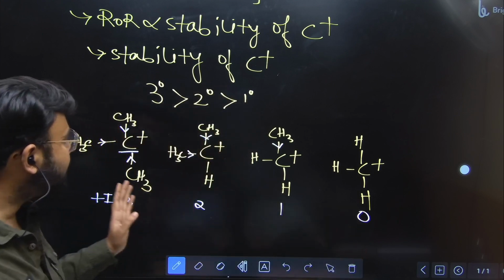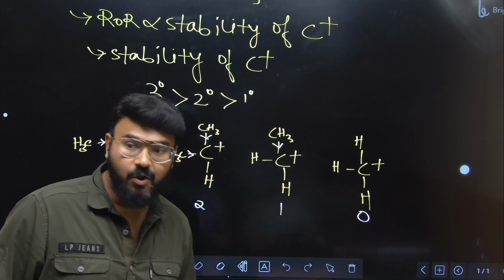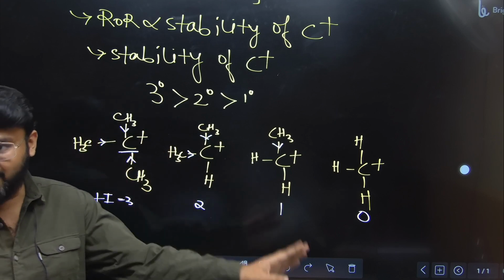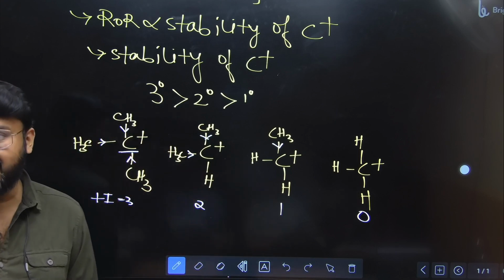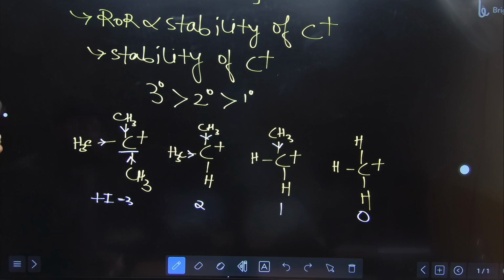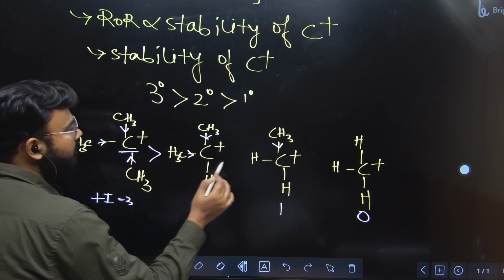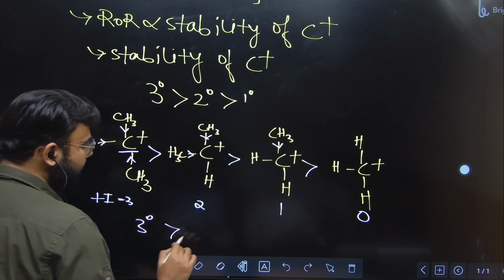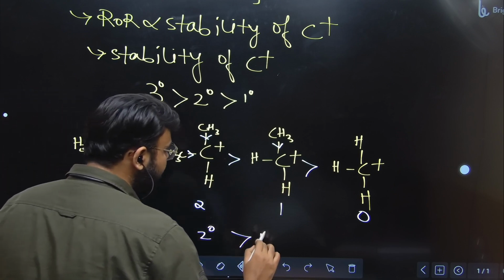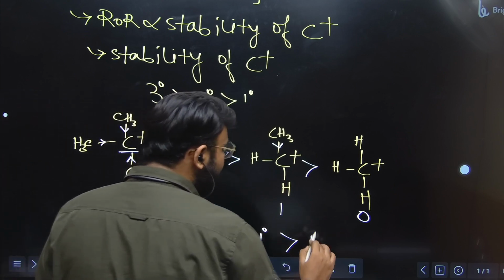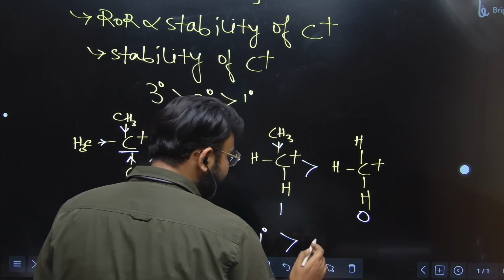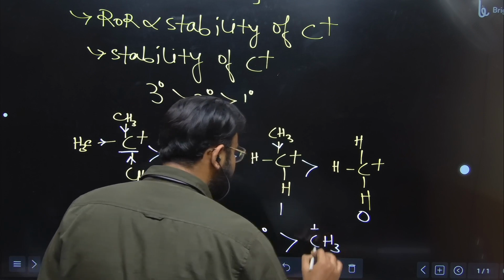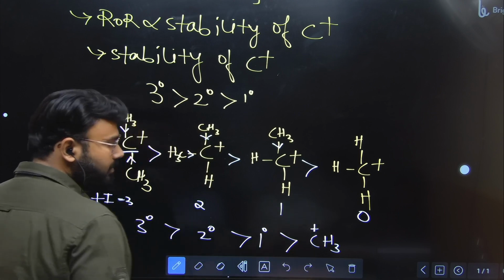So you can understand who will be more stable: who has more support, who has more donors. If you have a positive charge, of course, that is why the stability order is like this. The 3 degree is the most stable, then 2 degree, then 1 degree, and least is the methyl, which is also 1 degree. I hope it's clear.